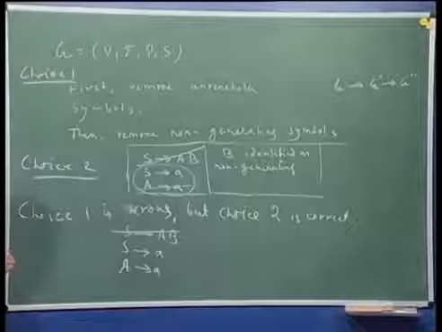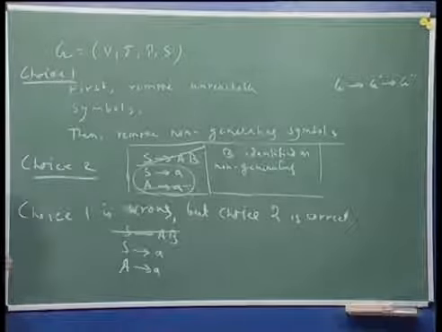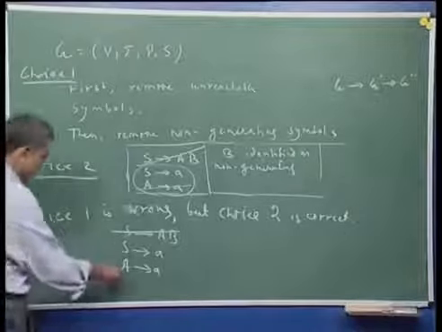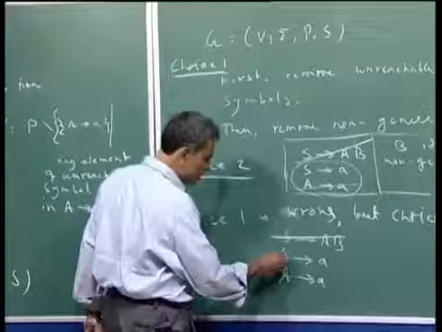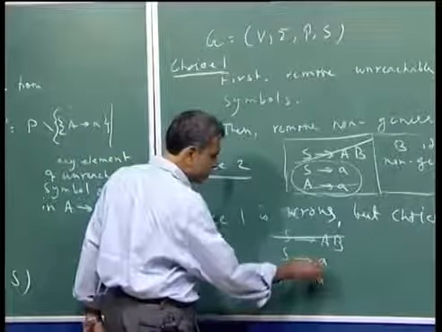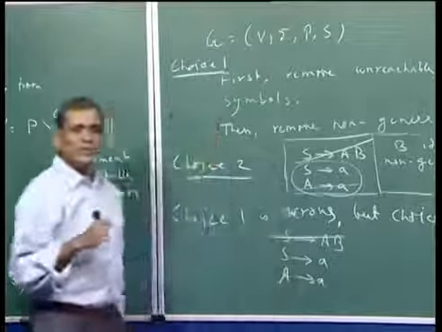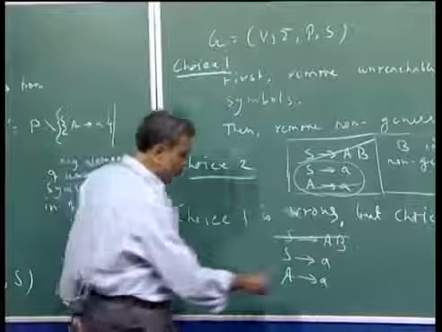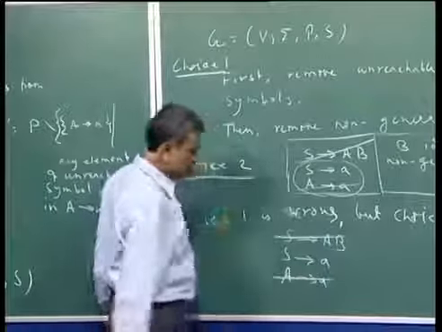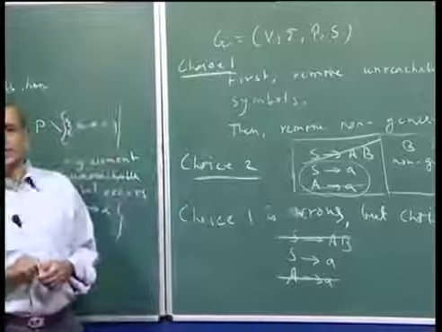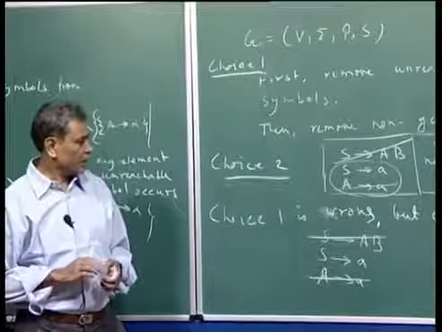Now I will try figuring out if there is any non-reachable symbol, and yes, indeed I find that A is unreachable, because starting from S I just get this, and that is it. S and small a will be the only two symbols which are reachable. So capital A is not reachable, so again this goes. So I got the right kind of simplification.